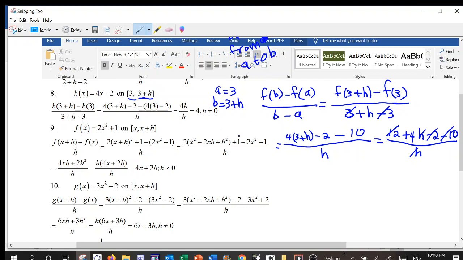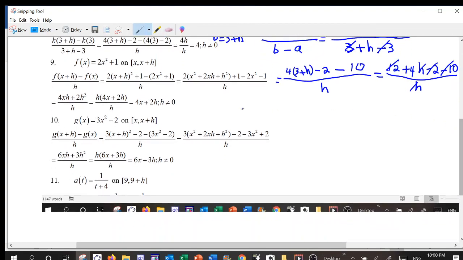Okay, and number 9 is just more algebra. Nothing to it. So here's the function, 2x plus 2. We're going to have to find f of x plus h minus f of x. I'm not going to rewrite it because it's right here. So that's f of x plus h, and the denominator is actually x plus h minus x, so you just get h. So what's f of x plus h? You have to substitute x plus h for x and plus 1.